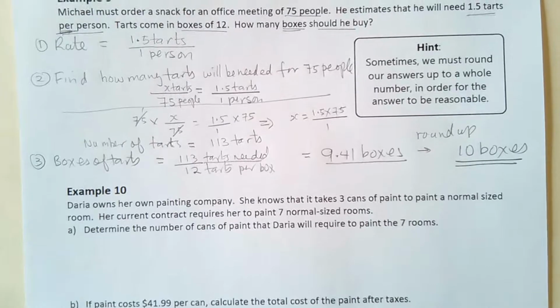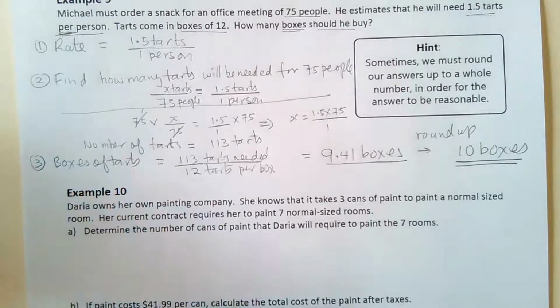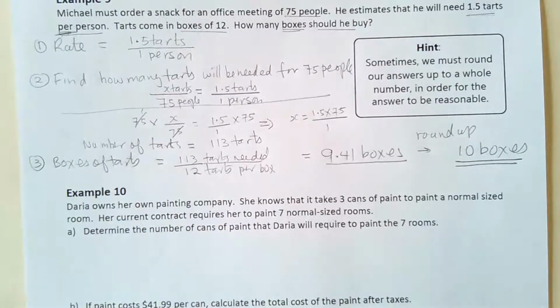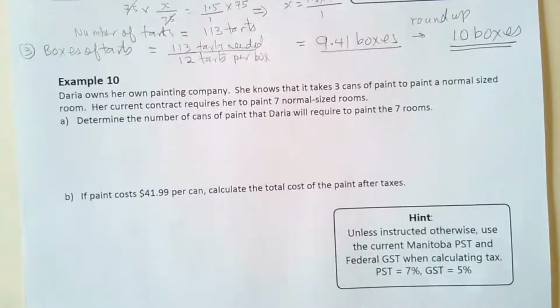So you have a few extra tarts there, 9 tarts. So you may have to do something about that. Let's look at the final example.